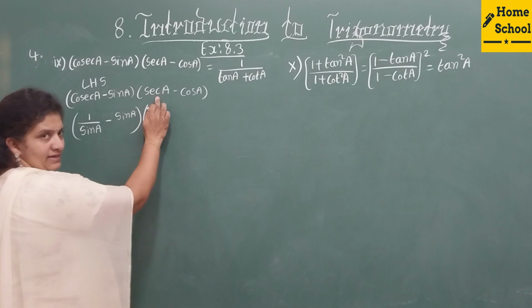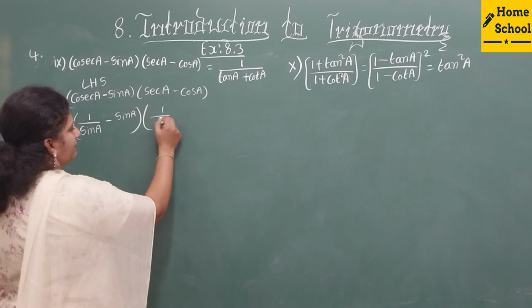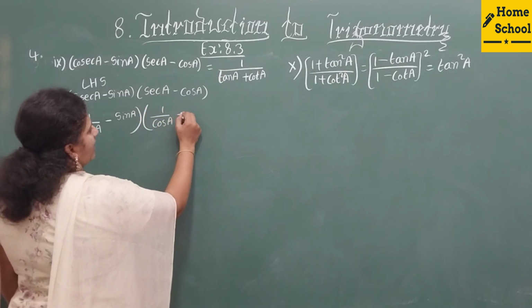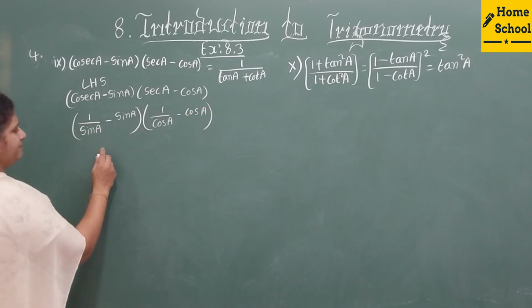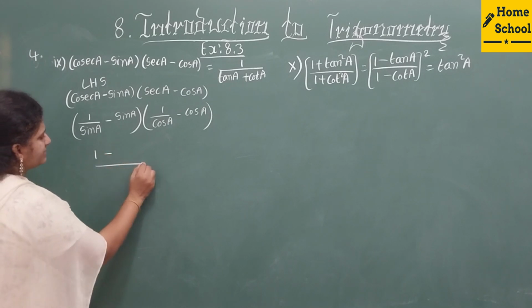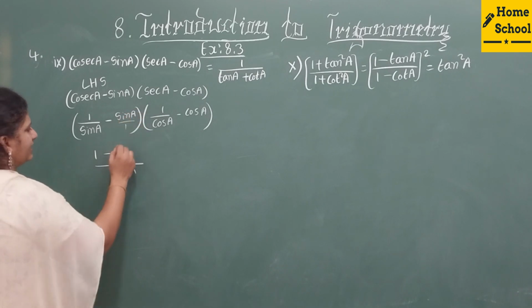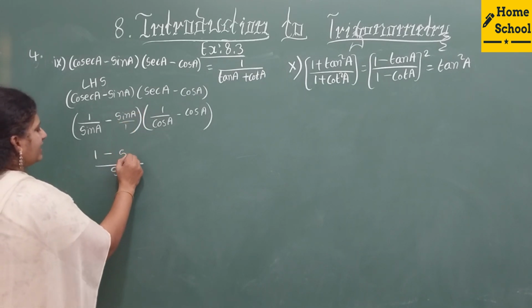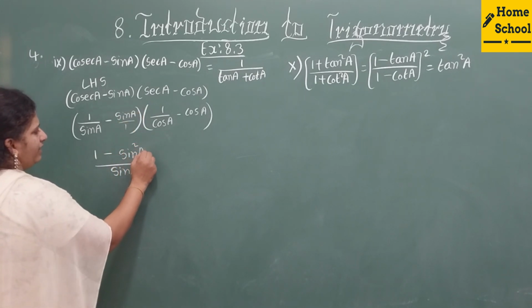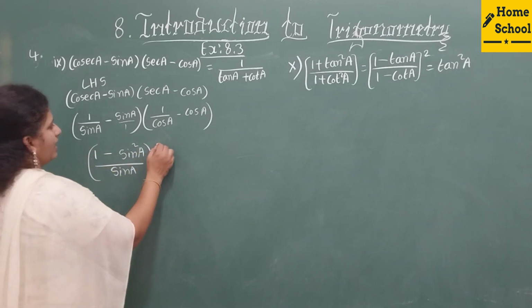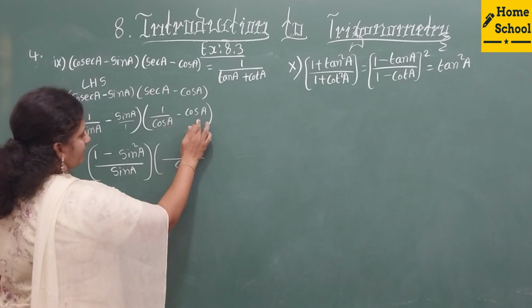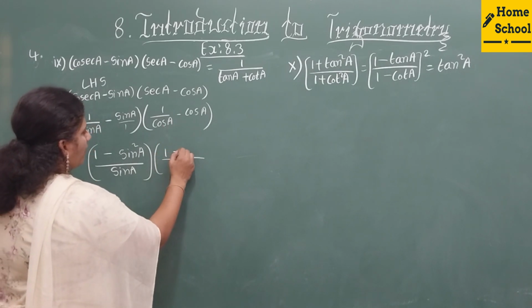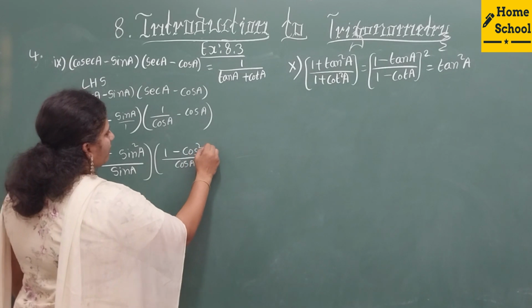Secant A can be written as 1 by cos A minus cos A. Okay, do LCM. 1 minus sin A. You have here 1, so multiply sin A here. Sin A into sin A will be sin square A. Here also LCM is cos A. Cos A and 1 LCM is cos A. 1 minus cos square A.